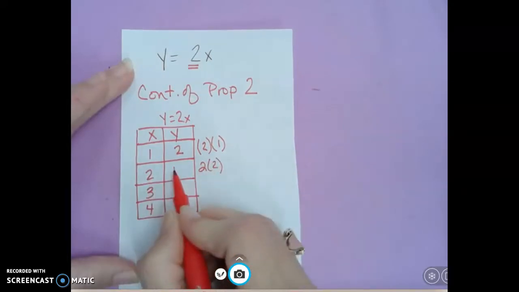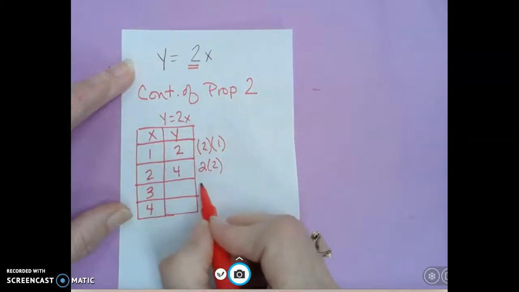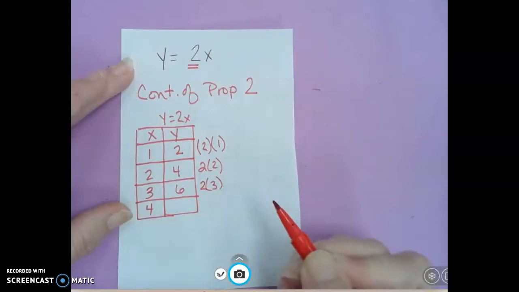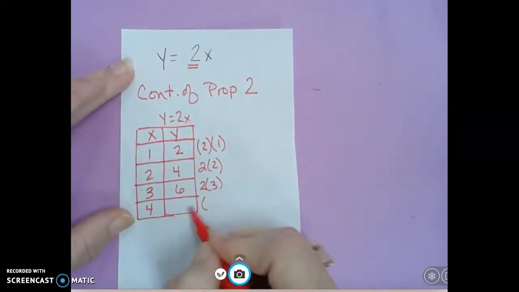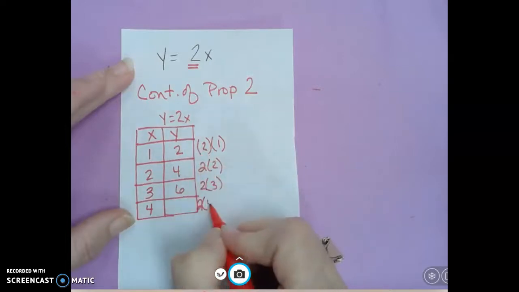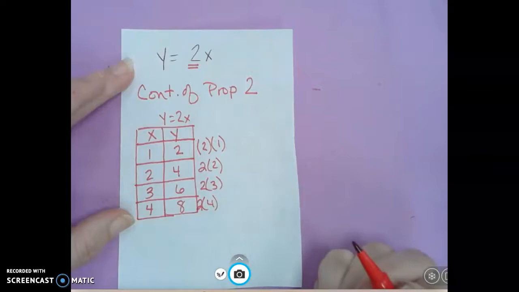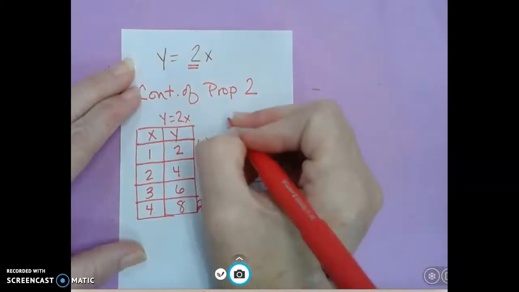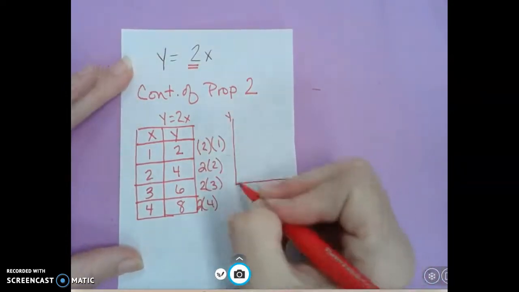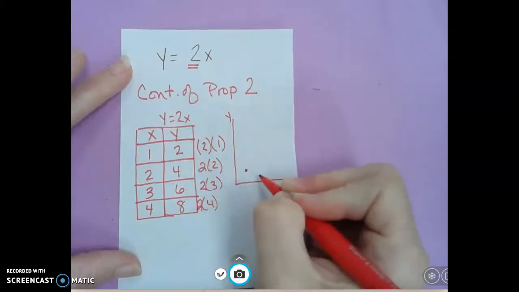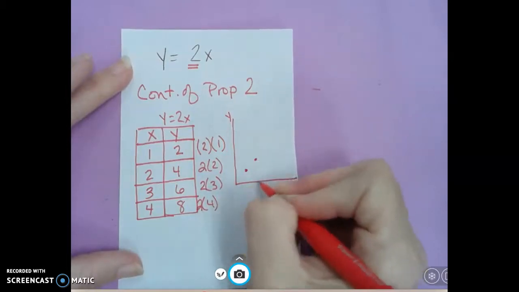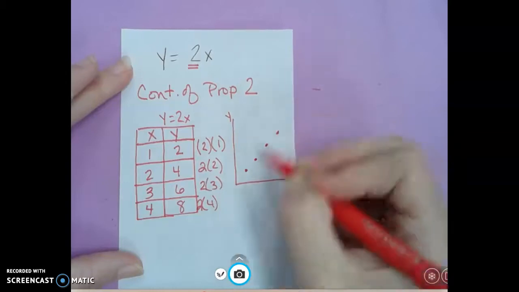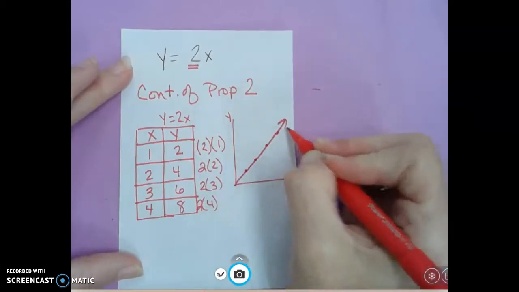That's going to give me 4. I go back to my equation, 2 times whatever x is, and x is 3 in this case, and that's going to give us 6. And then we've got 2 back to our equation, times 4, which gives us 8. Now I'm not going to get graph paper out. We know that this is x and this is y. So I'm going to estimate. 1, 2 is here. And then 2, 4, and 3, 6, and 4, 8. And then if I draw my straight line, now I have my graph.